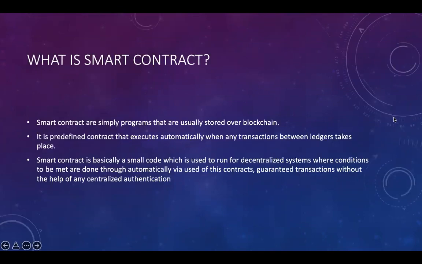So, what is a smart contract? Smart contracts are simply programs that are usually stored on a blockchain. It is a predefined contract that executes automatically when any transaction between the ledgers takes place. A smart contract is basically a very small piece of code used to run decentralized systems, where the conditions to be met are handled automatically via contracts, guaranteeing transactions without the help of any centralized authority.